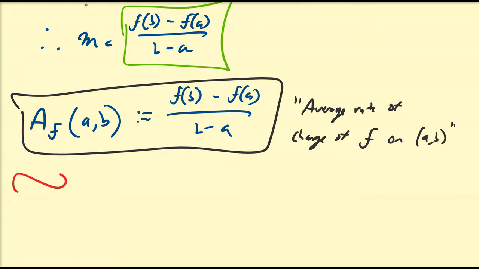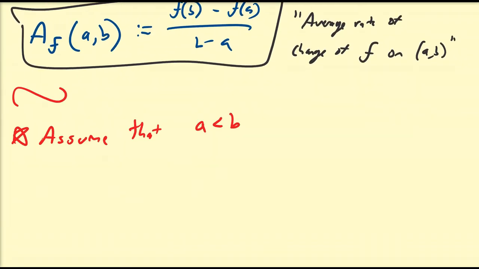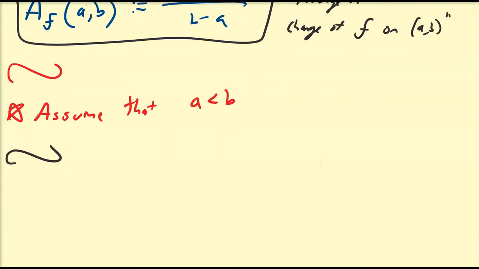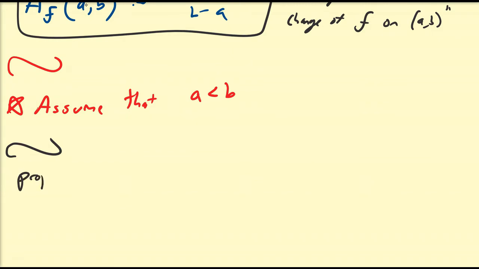So we're going to assume, without loss of generality, that the value a is less than b. So in terms of the graph, let's assume b is some point in the future and a is some point in the past. Let's see if we can justify a few properties of the average rate of change.